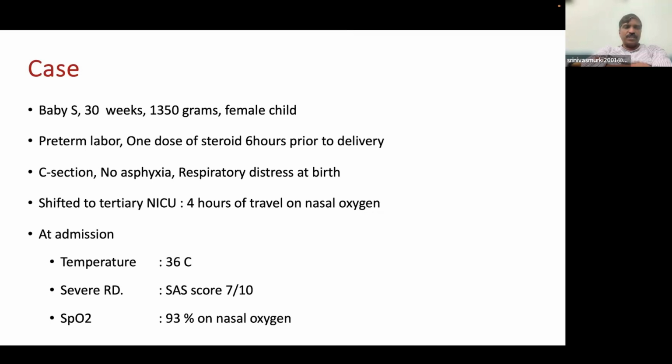At admission to the tertiary care NICU, the temperature was 36 degrees Celsius. He had severe respiratory distress. Silverman Anderson score was 7/10. And on nasal oxygen, he was maintaining 93% saturation.